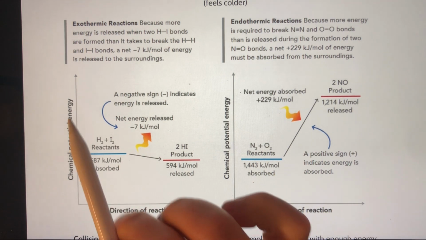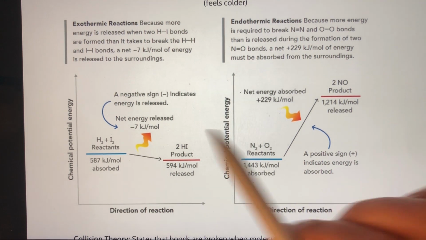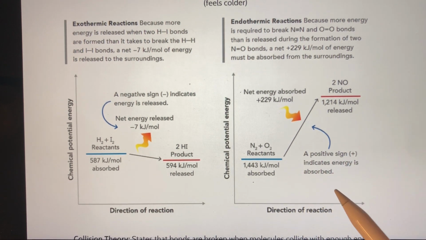All right, so all I need you to know is that there's this graph, we have reactants and products, and if it's going up, it's endothermic. If it's going down, it's exothermic.